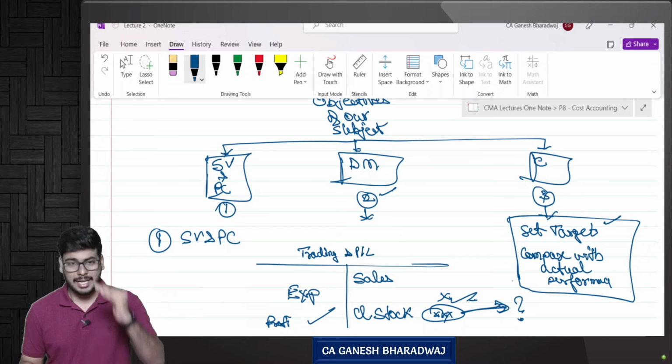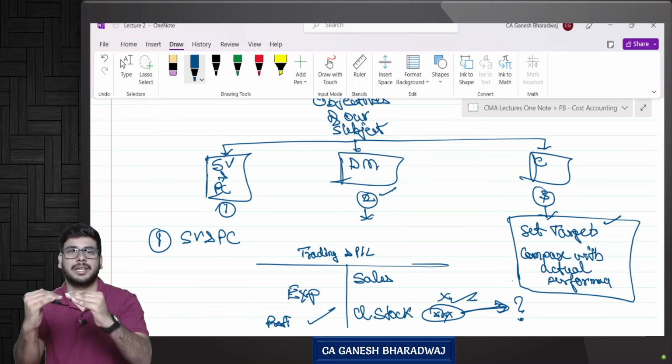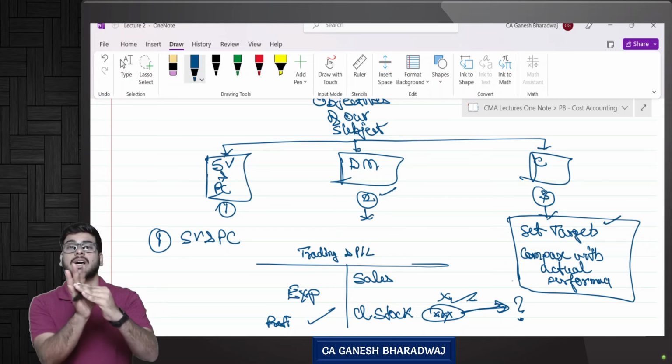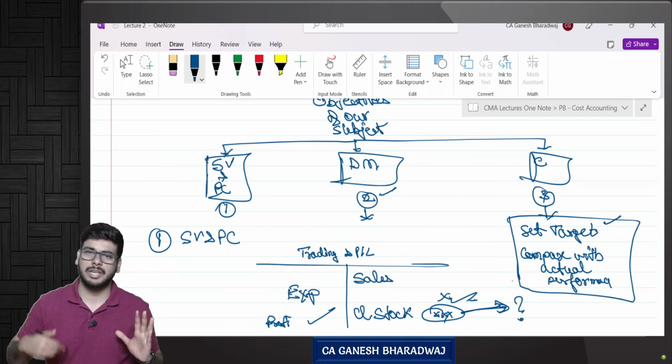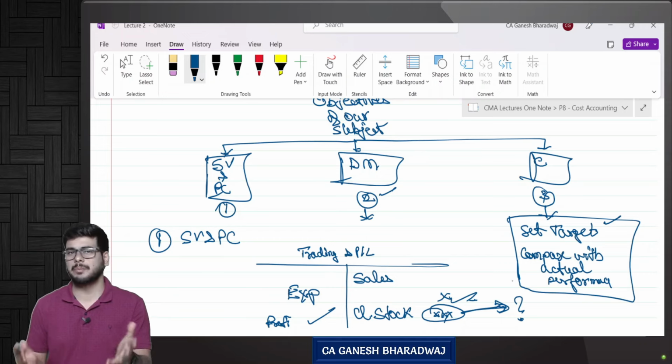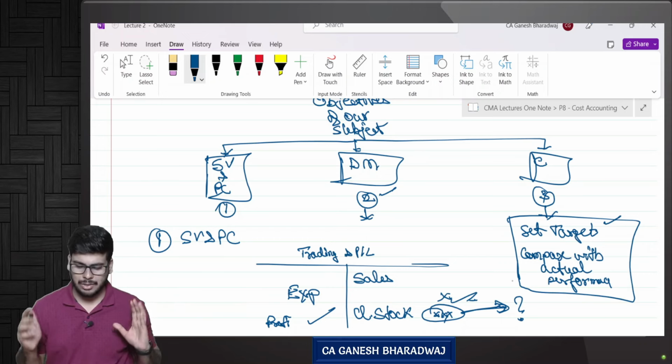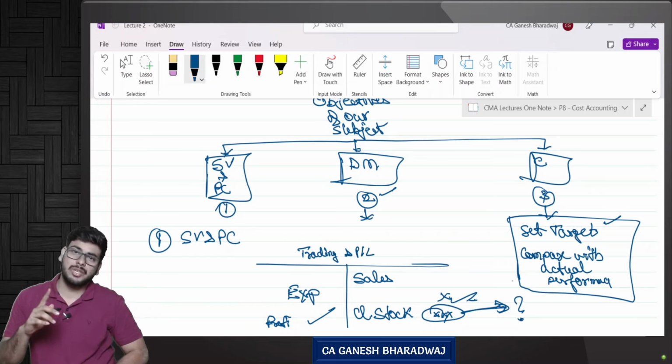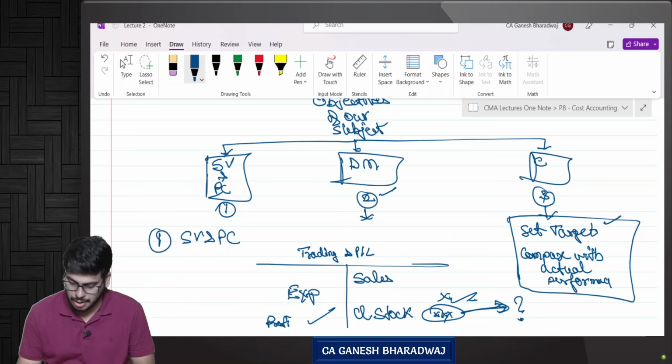And control is setting targets and comparing the actuals with the targets that are set, based on which, if they have overperformed, you can actually reward them. If they have underperformed, they need to be penalized. Are you clear with this? So these are the three objectives of our subject broadly.